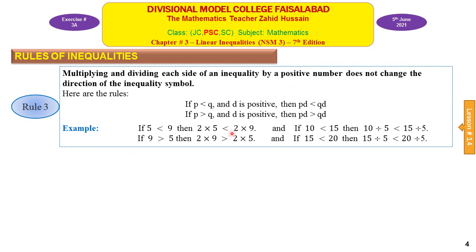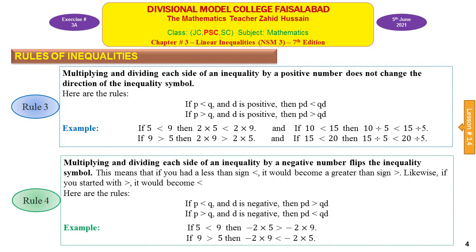These are the examples. Similarly, if you divide both sides of the inequality by a positive number, the sign of inequality will remain the same throughout. This is the same as in the equation we divide. If there is 3x is equal to 15, to find the value of x, we divide both sides by 3, which is positive. So x is equal to 5. Same is the case here: when we multiply or divide both sides of the inequality by a positive number, then the sign of inequality remains the same.